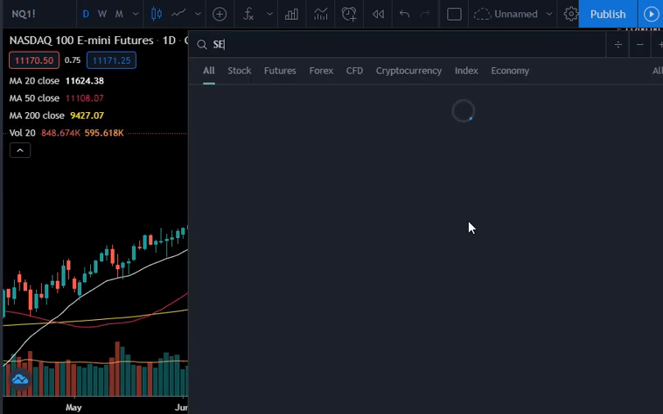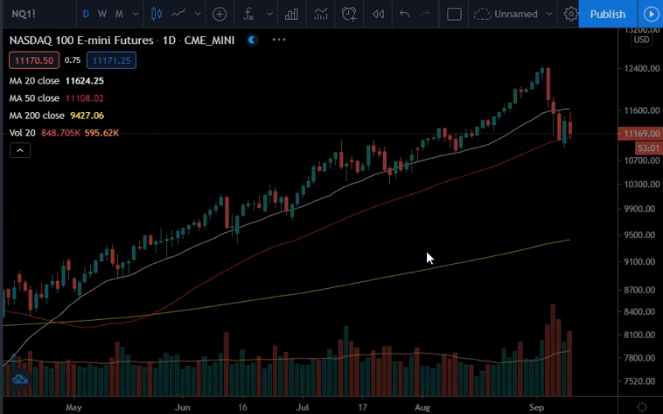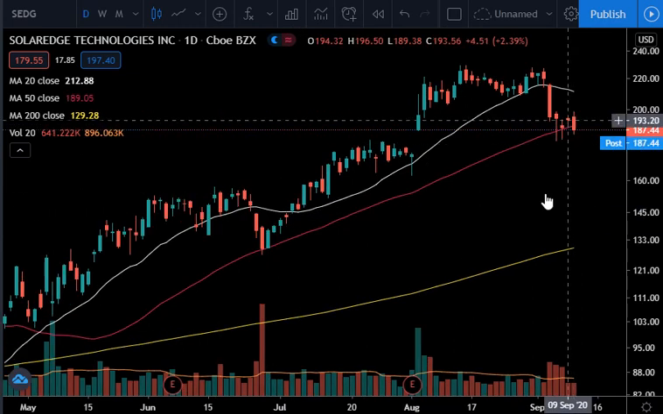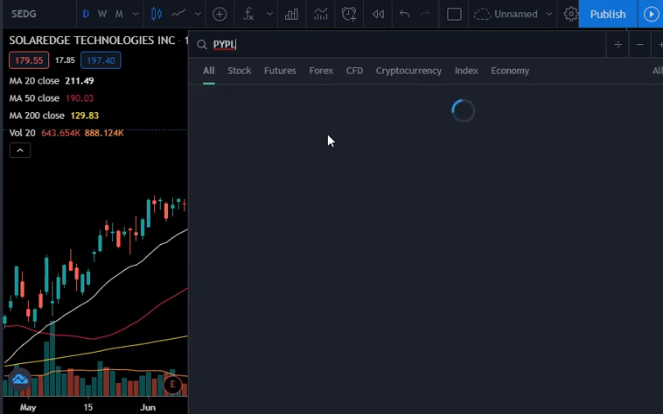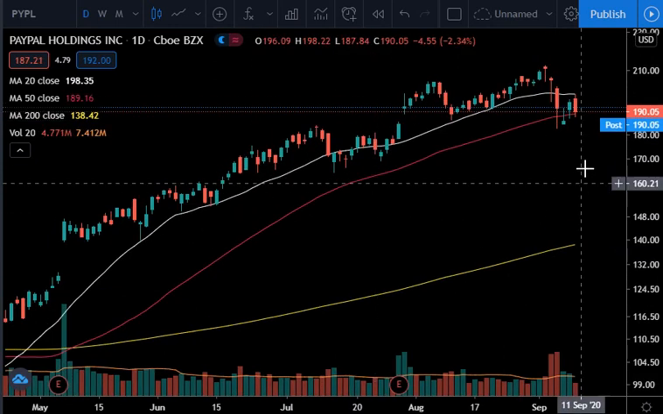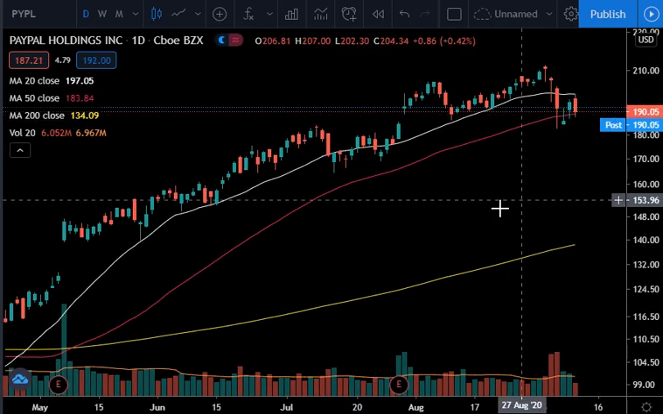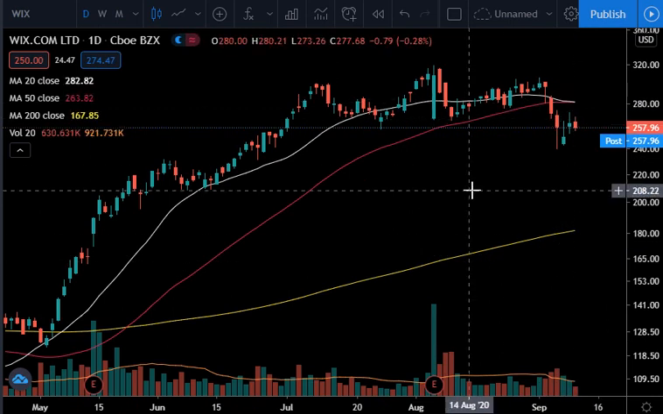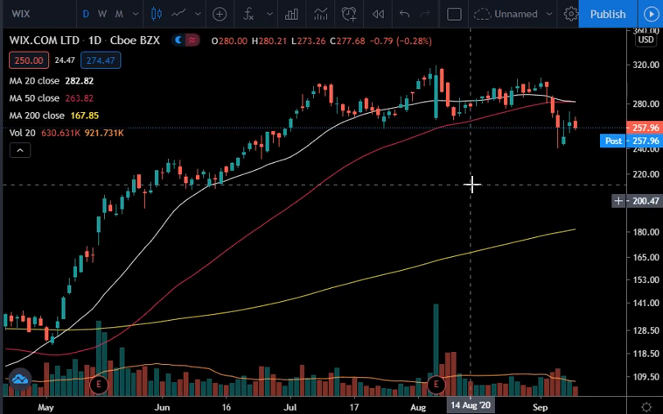If you take a look across the board, other risk-on names like the solar sector, which was receiving a lot of inflow, Sedge, closing below that 50 level as well. PayPal, a strong market leader on negative action. It managed to close at least over the 50. Wix, another strong market leader, below the 50 level. So market is suggesting caution, guys.